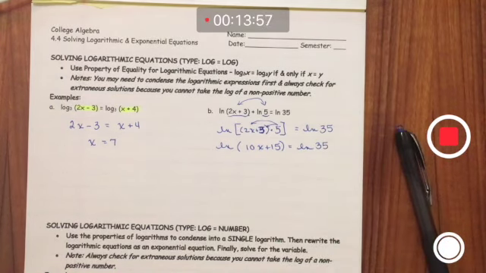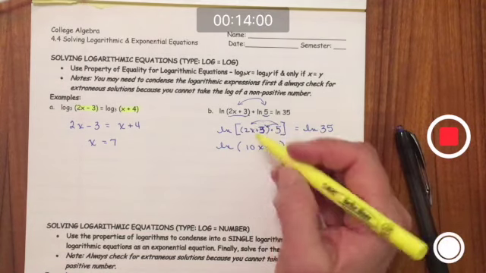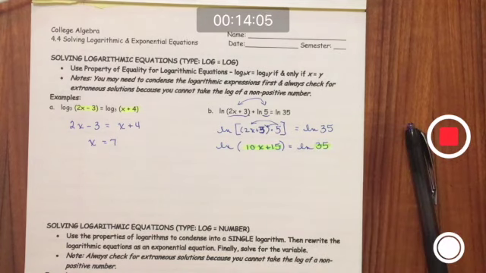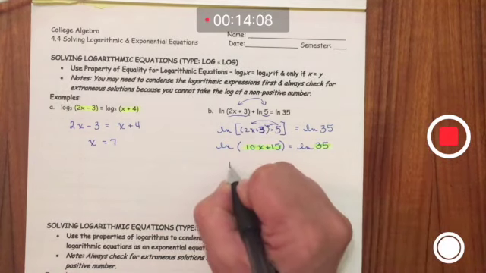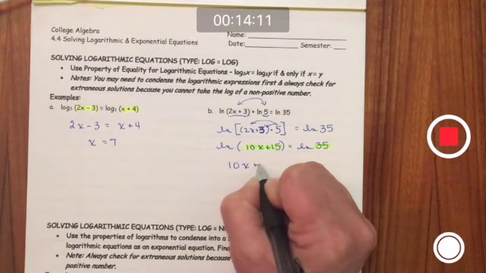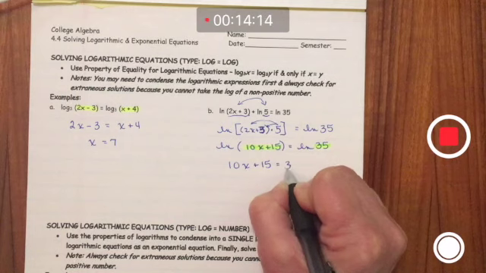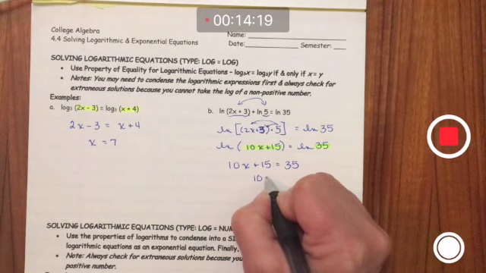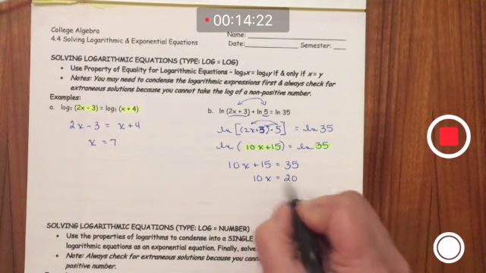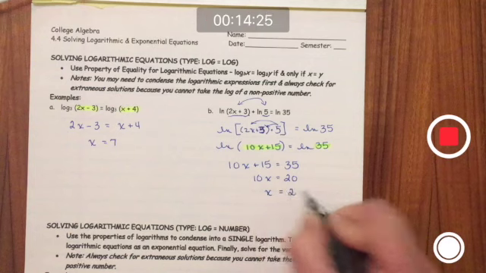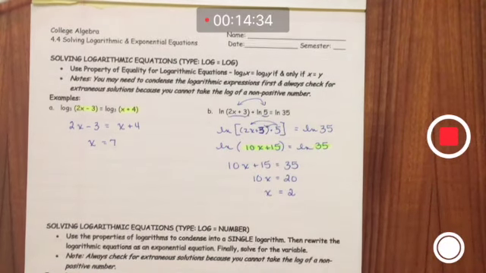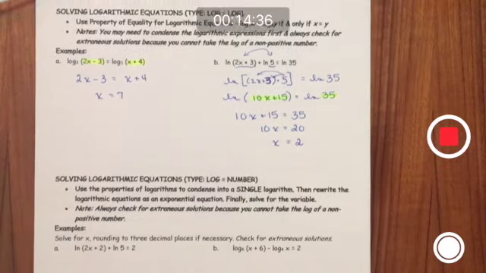Now that I have it down to two logarithms, one on each side of my equal sign and same base, which is the natural base e, I can just focus on the arguments. This is 10x plus 15 is equal to 35. Now it's a simple linear equation. Subtract 15 from both sides of my equation, and then divide both sides by 10. x is 2. Again, you can put it back up into the original equation, and you can either simplify or you can put it in your calculator and see that the left side will be equal to the right side.